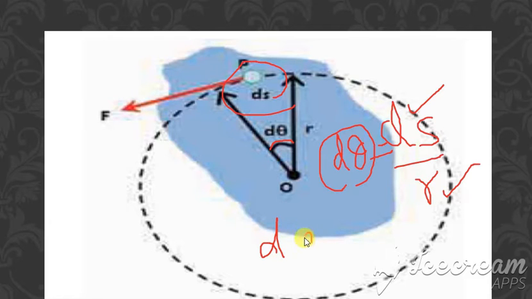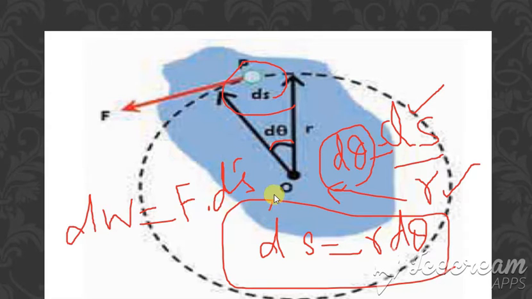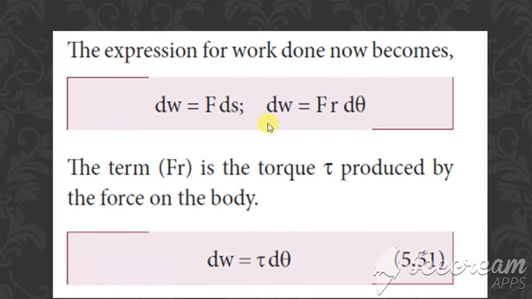From this, if we want ds, if you bring the other side, it becomes r into d theta. So this is the equation which we are taking now. The first equation we are taking is dW is equal to F dot ds, because work done is equal to force into displacement. Now we are going to substitute this ds in this place. First equation dW is equal to F ds, ds is equal to r into d theta. Substitute this value of ds in this, so we get F r into d theta.